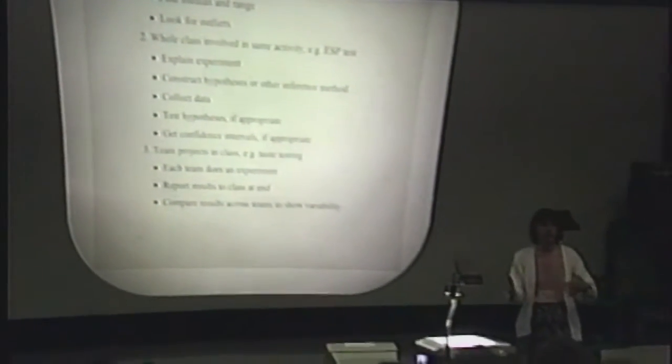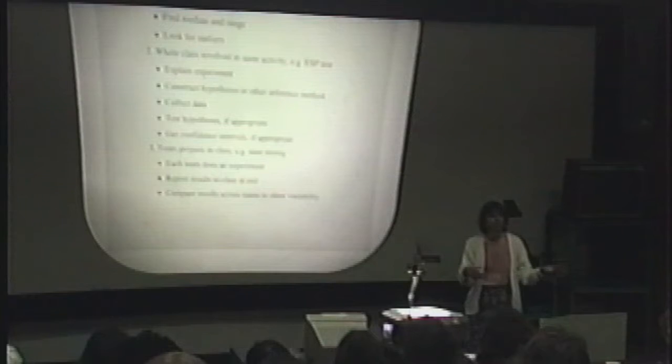You can do team projects in class, and some of you who teach where you have a lab or a discussion section associated with the class might do this, where you have each team doing an experiment, and then they come together and report their results to the class at the end. And then you compare results across teams to show the idea of variability. So when you do an experiment multiple times, it comes out different each time.